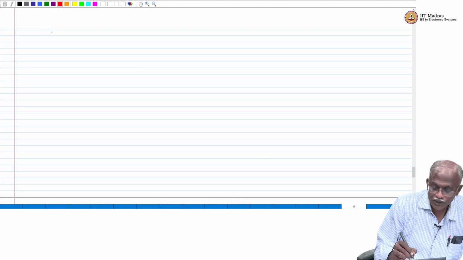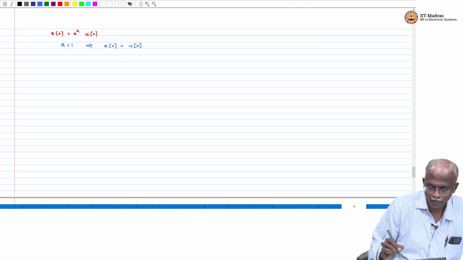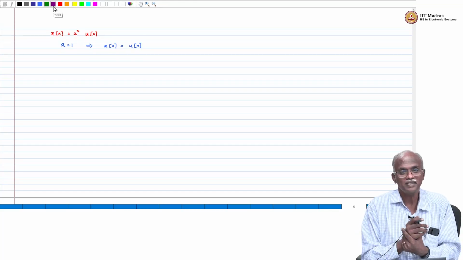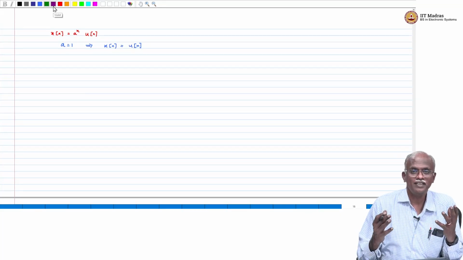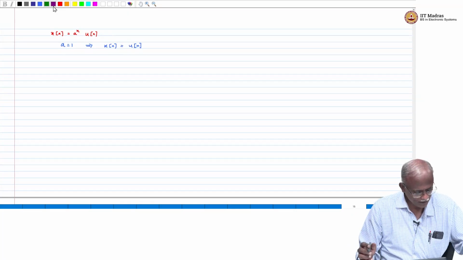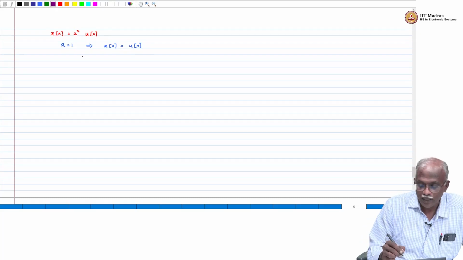The same sequence, x of n is equal to a power n u of n, we take the value a equal to 1. So, that means you get the unit step sequence u of n. Okay. And we know that in the last session, we calculated the discrete time Fourier transform, and we said it is a discontinuous function, there will be delta functions and all of that. Now, is it easier to work with the Z transform? Let us look at it.